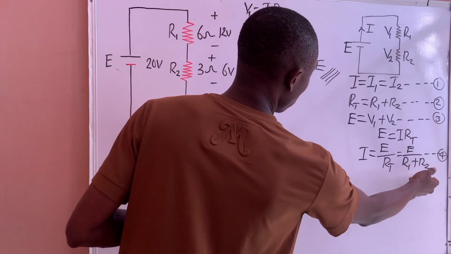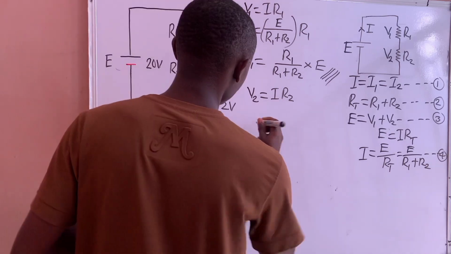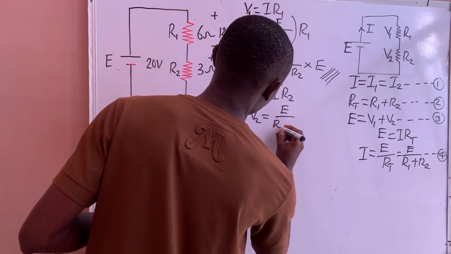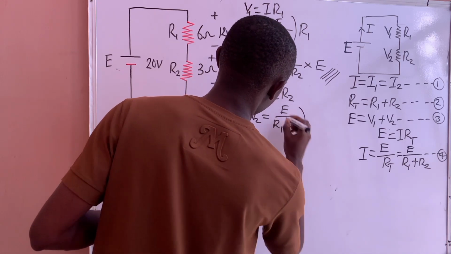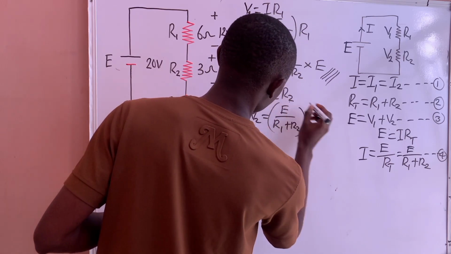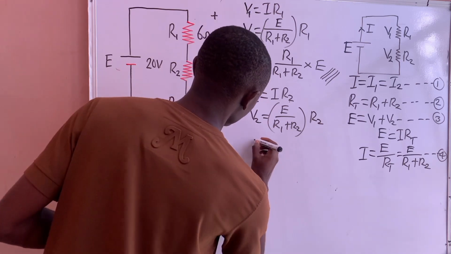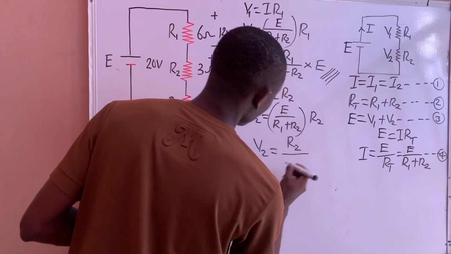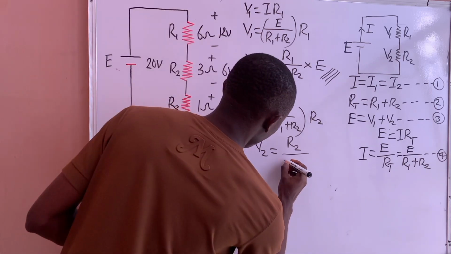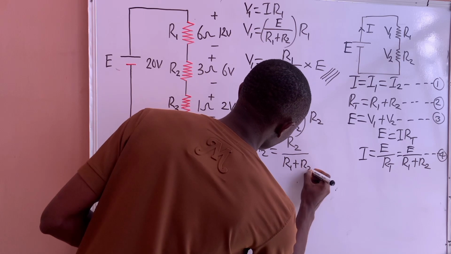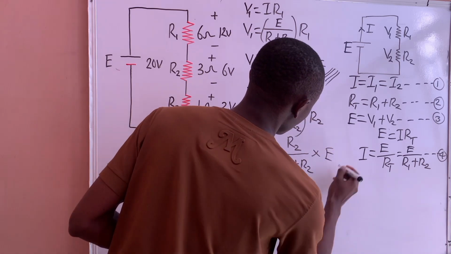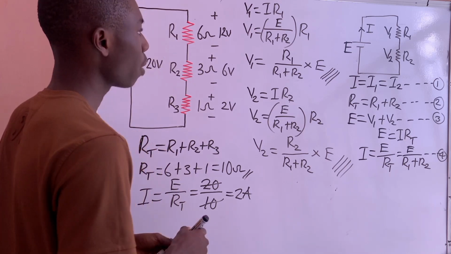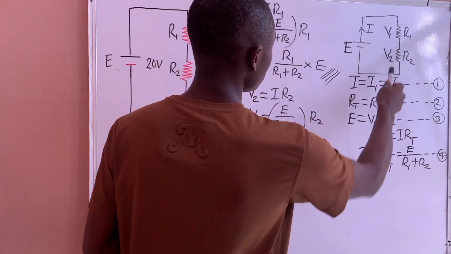We will substitute this value of current into this equation also. We will have that V2 will be equal to E over R1 plus R2, multiplied by R2, which is the same thing as V2 will be equal to R2 with respect to V2, since we are dealing with the second voltage law, all over R1 plus R2 multiplied by E. So this is the second equation. This is the second formula that we will use to find the voltage that will drop across R2, which is V2.